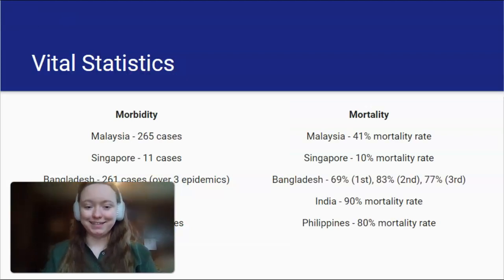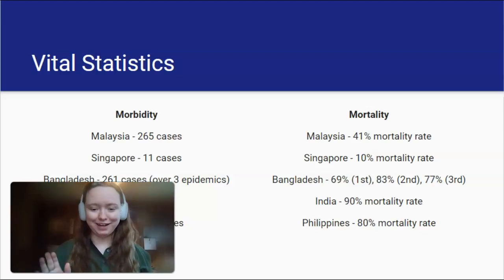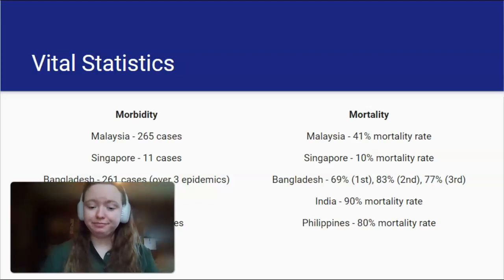Let's talk statistics about NIV. I have broken it up into two different columns, one for morbidity, which is the rate of disease in an area, in this case, which is the number of cases in each area, and mortality, which is the number of deaths. Each of these categories are further broken down by country.